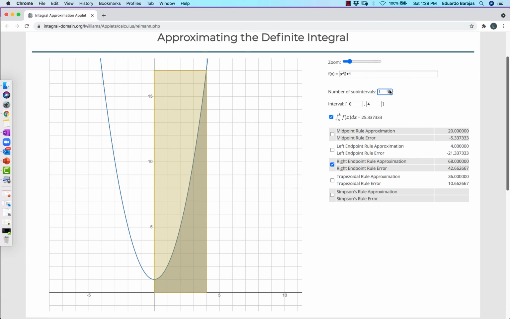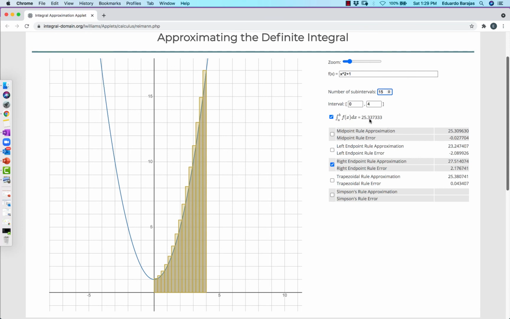And then we upped our game to 2 rectangles. With 2 rectangles, the sum of those 2 rectangles was 44 units. Again, much higher than the 25.33, the real answer. But then we really started to create more rectangles. With 4 rectangles, we got an answer of 34, much closer to the 25.33. And then if we just keep going, keep an eye on the result of the right end rule approximation. With 15 rectangles, we're already at 27.51. That's the sum of all these 15 rectangles.